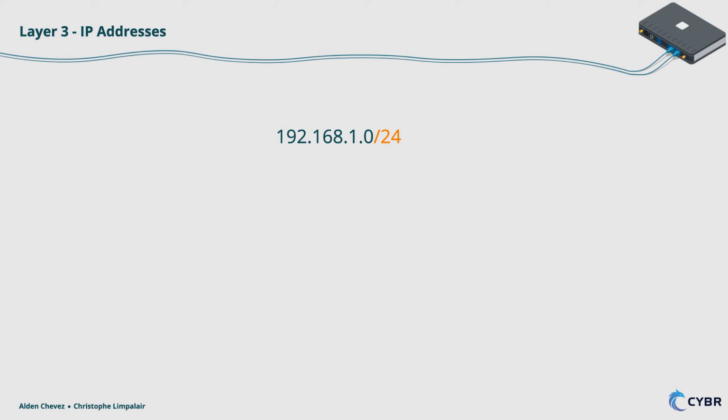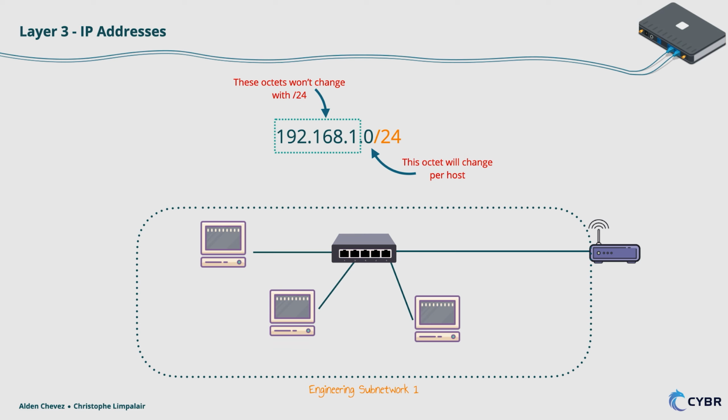So /24 is a common and popular subnet because it makes things easy. A network with a /24 subnet means that the first 3 octets will always remain the same, so only the 4th octet changes per host in that network. So if we go back to our engineering subnetwork, we can see this in action because that subnetwork could very well be a /24. The router interface IP is 192.168.1.1. The host number 1 is .2 instead, then host number 2 is .3, host number 3, .4, etc.